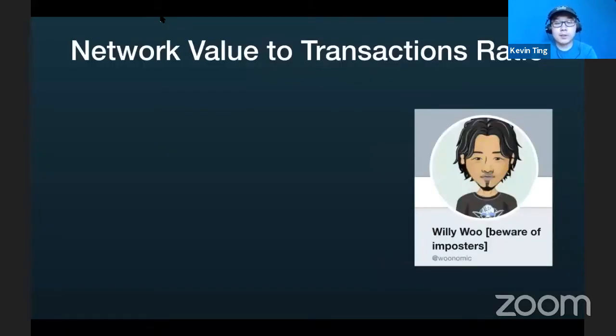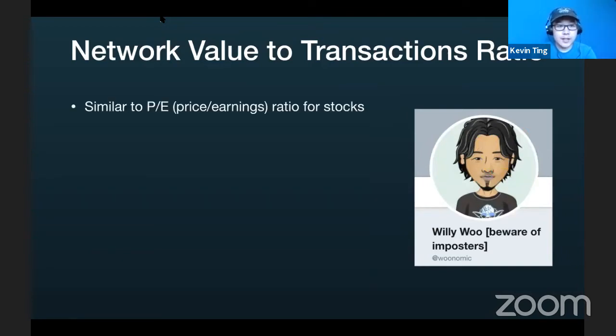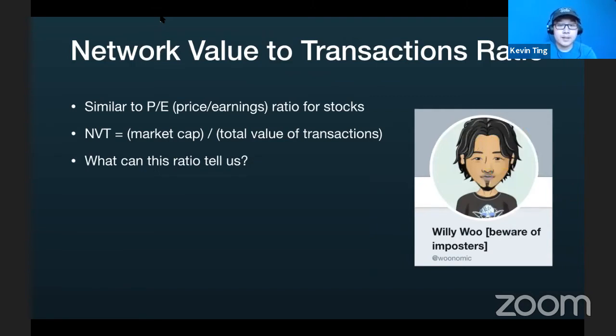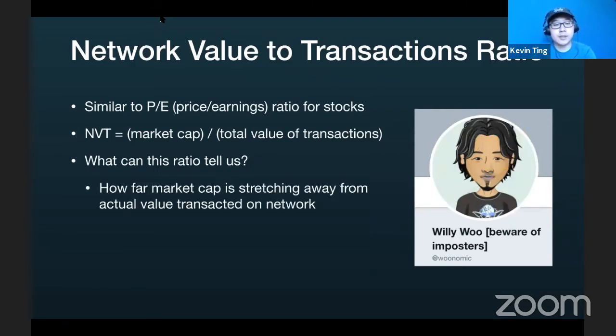So there's another similar one, which is network value to transactions ratio. And this is similar to a company's P/E ratio for stocks. It's short NVT, which is market cap divided by the total value of transactions going on. So what can this ratio tell us? Well, it can tell us how far the market cap is stretching away from the actual value being transacted on the network.